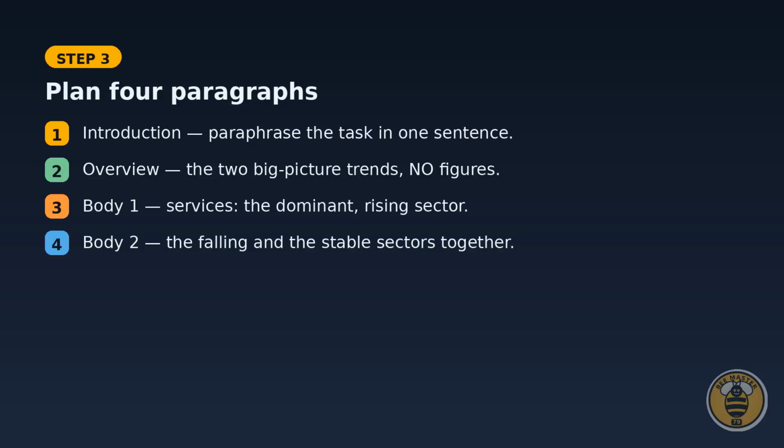Step 3. Plan 4 paragraphs. An introduction that paraphrases the task in 1 sentence. An overview giving the 2 big picture trends, with no figures. Body paragraph 1 for services, the dominant rising sector. And body paragraph 2 grouping the falling and the stable sectors together. Now let's write it.